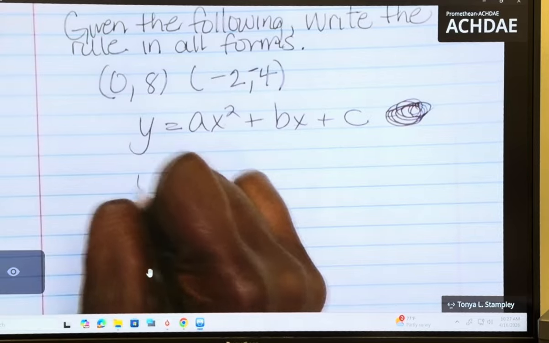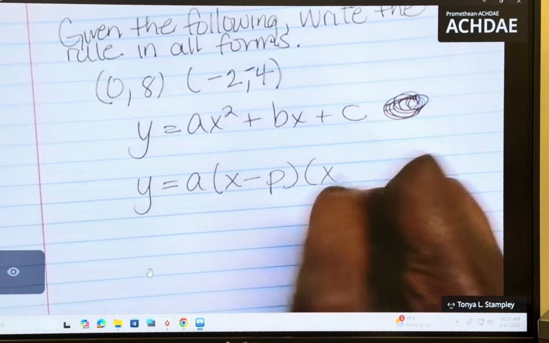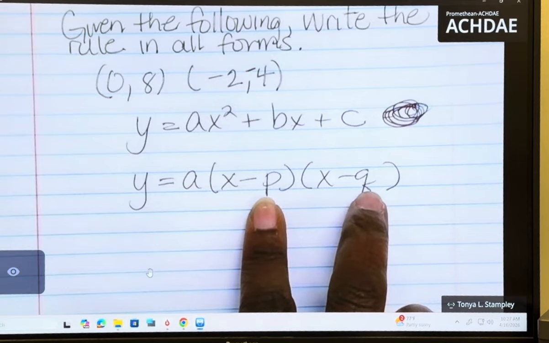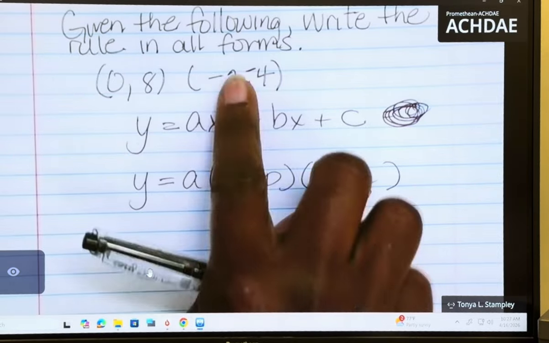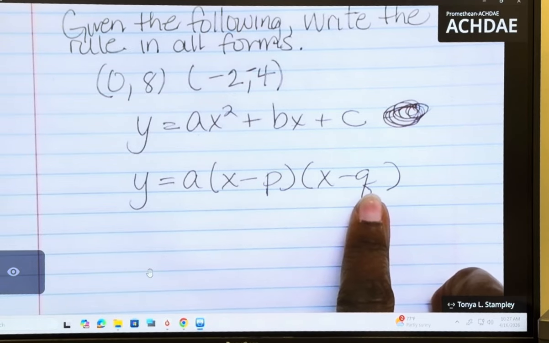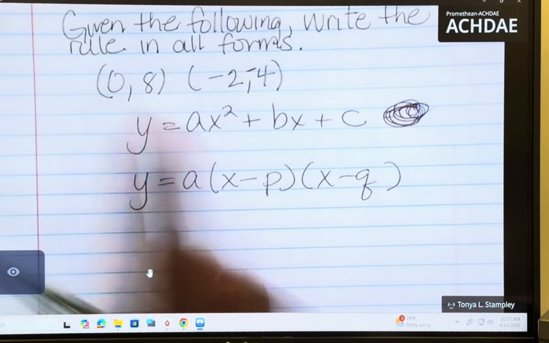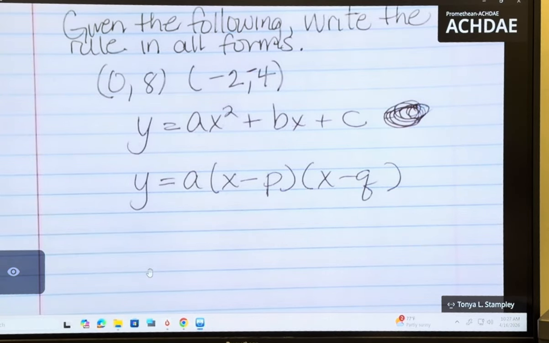So what's the other form? y equals a times x minus p times x minus q. Here, these are your solutions, but we don't know our solutions. So we do have an x, but that x would only go here because these x's are specifically your solutions, which we don't know. And then even if we plugged in a 0 for x and an 8 for the y, we still don't know the a or the p or q. You got to just be missing one thing. So let's do the other one.